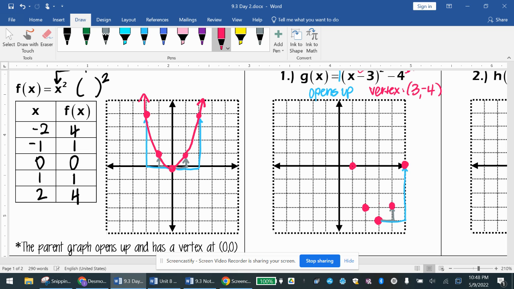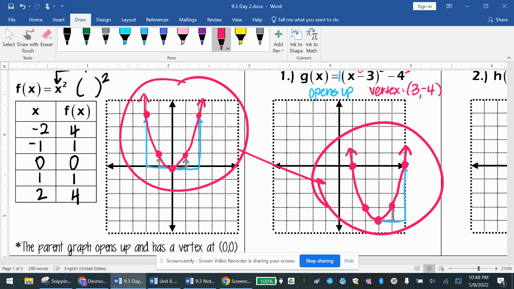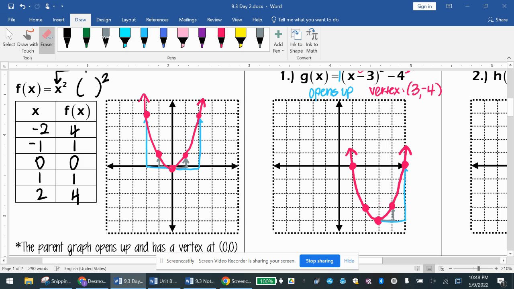You're going to follow it on the other side. Okay, vas a repetir el mismo patrón del otro lado. So you see how it's the exact same shape as the parent function because it opens up. But do you see that pattern? ¿Ven ese patrón? 1, 1, 2, 4. Okay, so that's the pattern. Right 1, up 1, right 2, up 4.